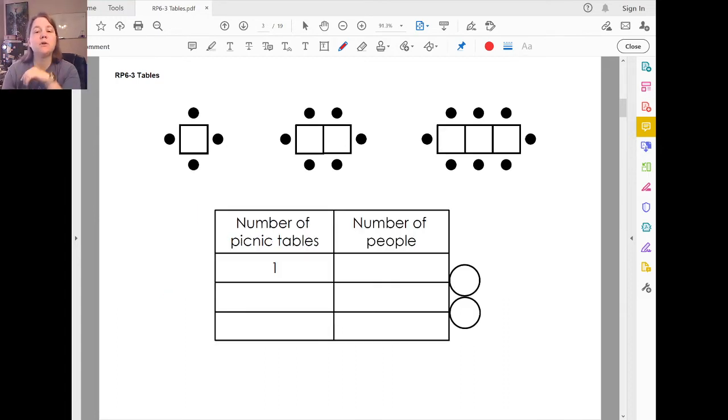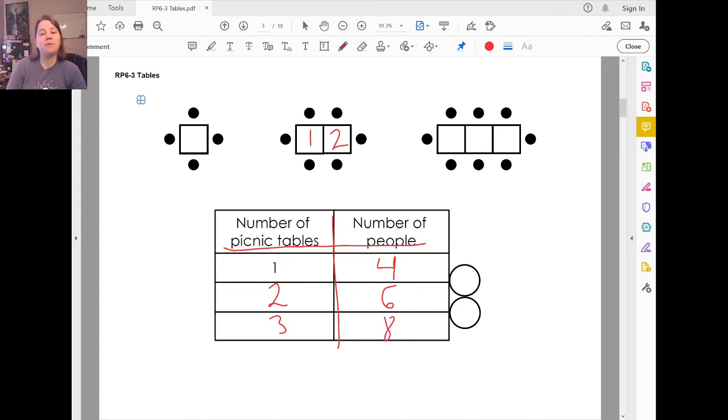So we're going to put that into another kind of table. We're going to fill out this thing that they call a T table. So the number of picnic tables: the one picnic table by itself can fit 4 people. 2 picnic tables together can fit 6 people, and 3 picnic tables can fit 8 people.